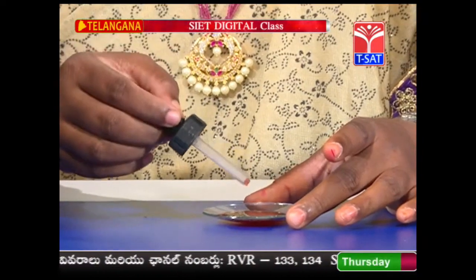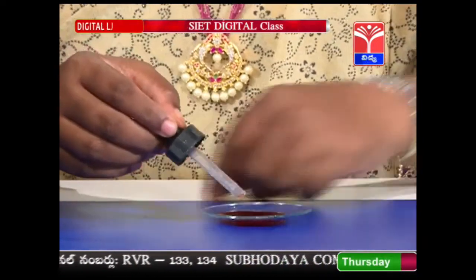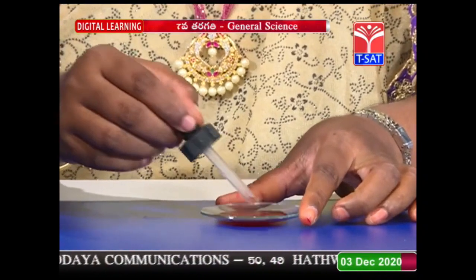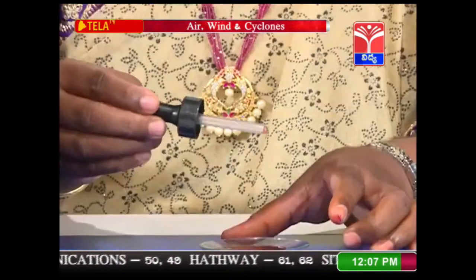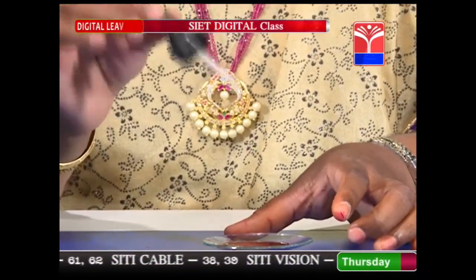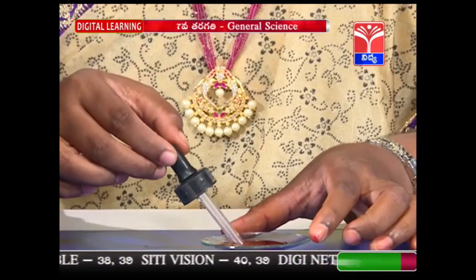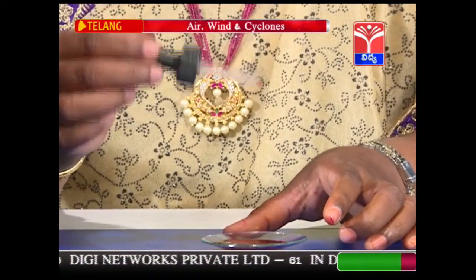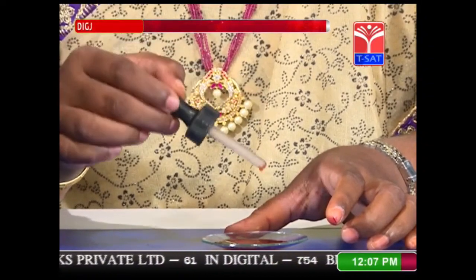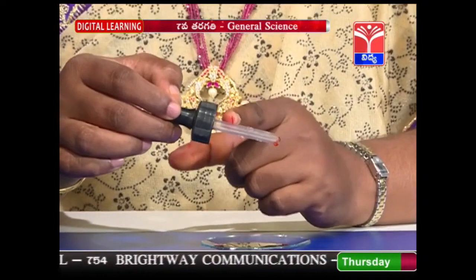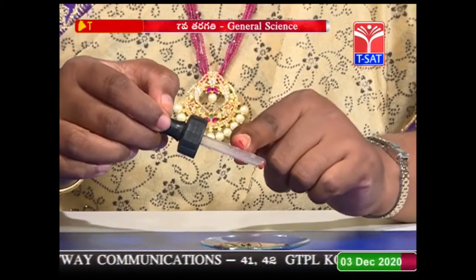Children, here we do another activity. We take colored water in a small plate, and we take a dropper here. First we dip this dropper into the colored water. Observe children, do you see any changes here? No change, because air is present inside the tube. So, this water did not enter into the tube.